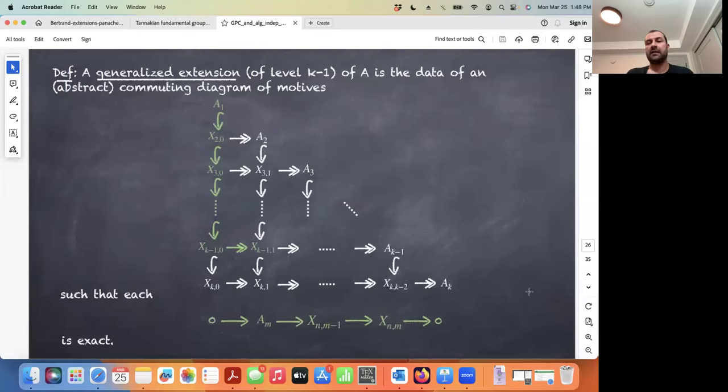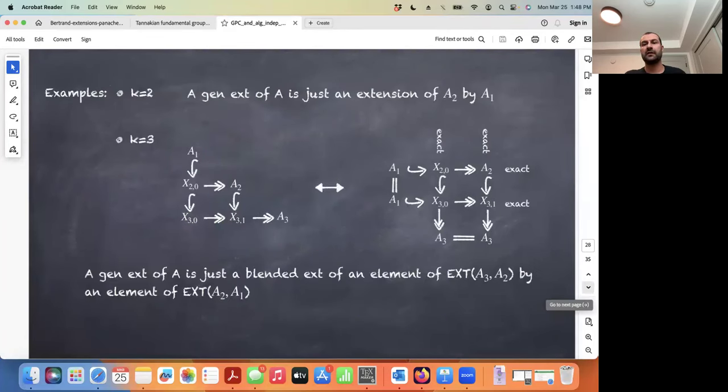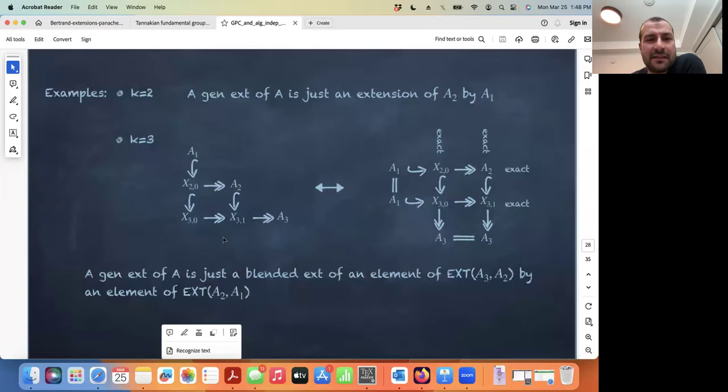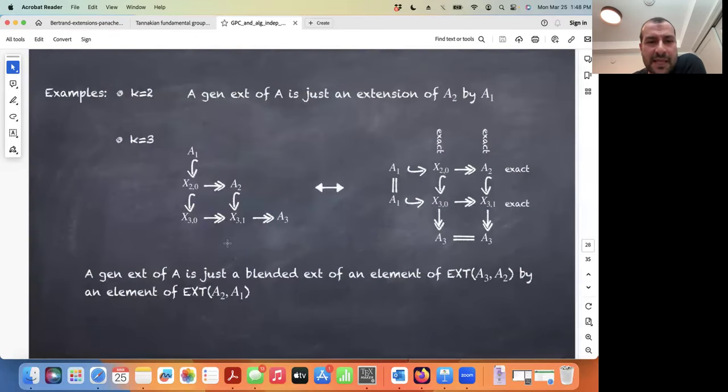Okay, now I have to go a little faster here. Going to Jan's question: when your K is 2, you only have 2 graded pieces, then a generalized extension is just an extension of A2 by A1. When K is 3, this is exactly a blended extension. So my diagram looks like this. Now all I have to do is make the picture look like my original one. Just bring that down here, and then bring this down here, make this one vertical and this one horizontal.